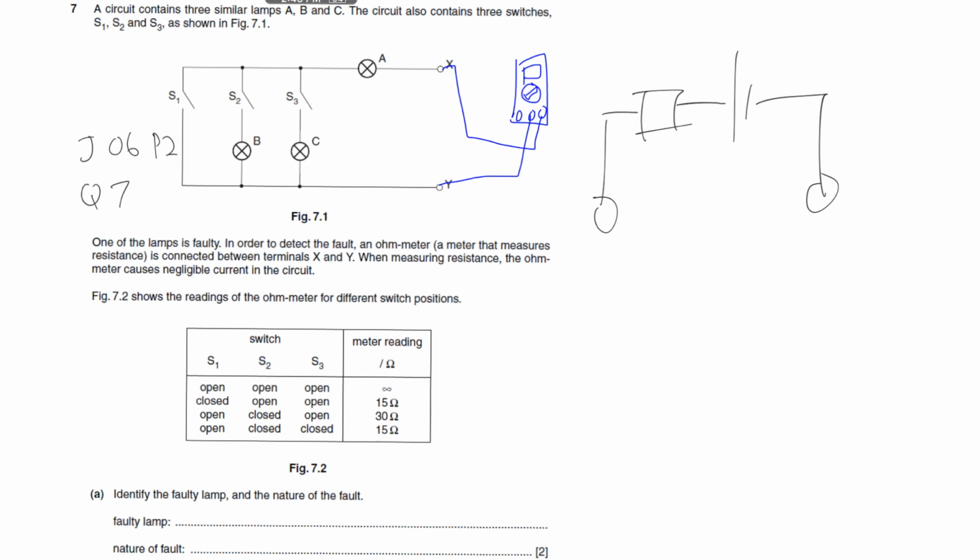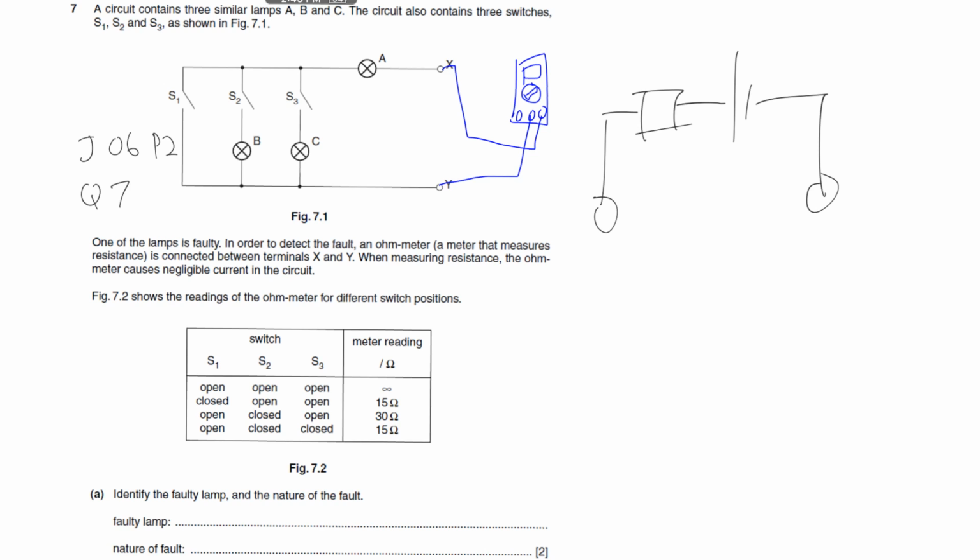But the third one, open, close, close. Current will now come out here and it will split into 2, because these two are closed. These two currents will split and join back. So these two are in series or parallel? 15 and 15 ohm in parallel must give you a total of how much? 7.5. So 7.5 in series with 15 is how much? 22.5. But what are you getting? 15. So something is wrong with C. Do you understand? So which is the faulty lamp?